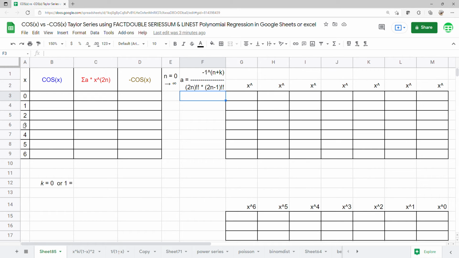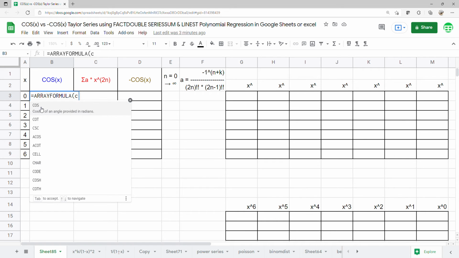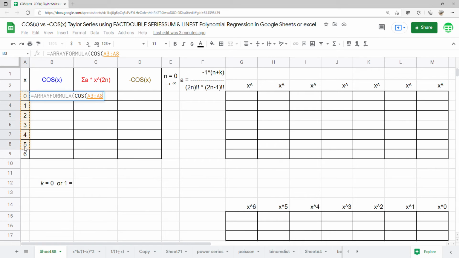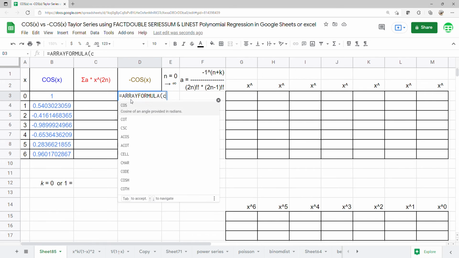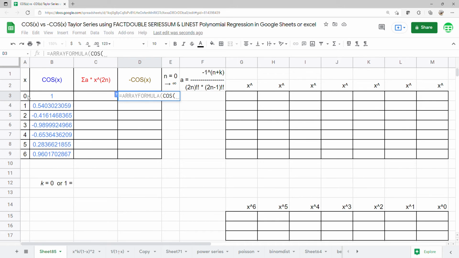In this video, we will compare cosine and negative cosine using the Taylor series expansion. We begin with the dataset of cosine. Our formula: cosine of the x values 0 to 6. And the negative side, negative cosine. This is our formula: cosine of the x values 0 to 6. This time we factor in the negative sign.